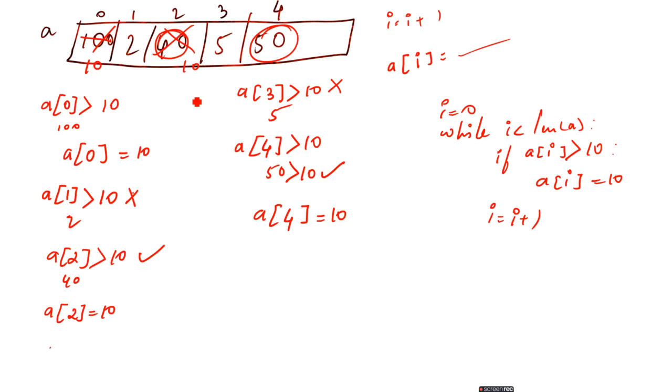Now see, in the beginning, the list was 100, 2, 40, 5, 50. Now, after changing, the list changes to 10, 2, 10, 5, and 10, right? 50 changes to 10 here. So while we are writing the program code, after creating the list, you have to display the list. Just write print and the list name. Then, after making the changes to the list, again you have to display the changed list. Okay. Now we can write the program code.